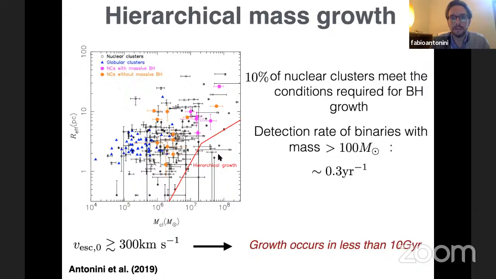And we find that in 10% of nuclear clusters observed today, conditions are such that we would expect growth to occur. The other condition is that, of course, these clusters contain a black hole population, and also, I didn't mention before, some nuclear clusters, maybe most of them, have a supermassive black hole at their center, which would suppress all these dynamics. So this should be taken into account. And we estimate a detection rate of binaries with masses above 100 solar masses of about 1 every few years, which is again consistent with the detection of the recent source 190521.